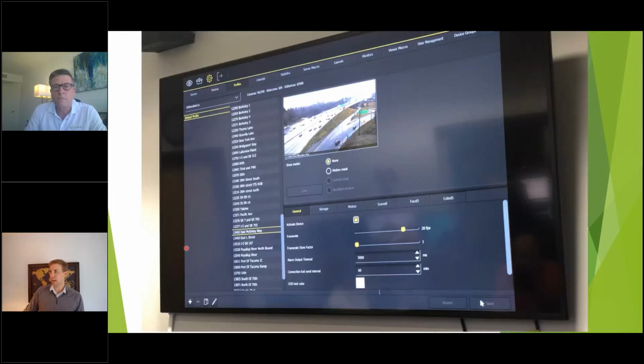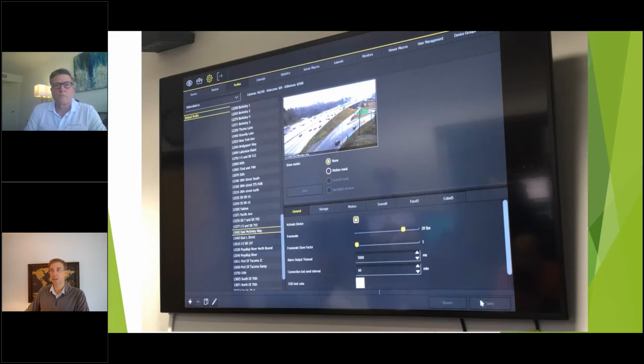Here's a quick snapshot of all the different cameras. This is the TMC of WashDOT, I believe. All the different cameras that they can quickly tap into, and each agency can see live feeds of other agencies' cameras in real time. So that really provided some consistency and a good sharing of assets across multiple agencies.